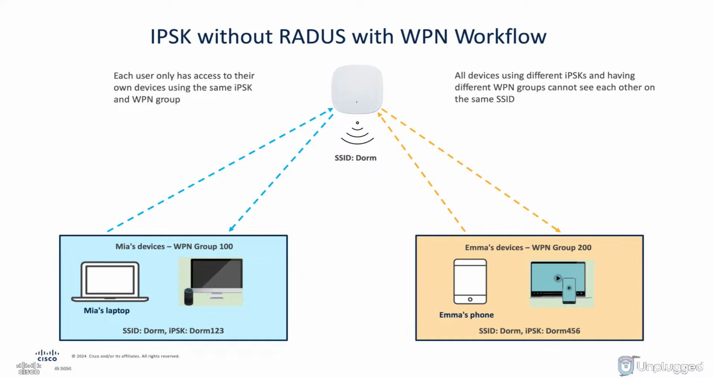By using those unique passwords, that's how we identify and say that these are part of WPN group 200 versus WPN group 100. If Mia's devices, for example, like her laptop, wanted to talk to that Apple TV, she would be able to do that, but she would not be able to talk to Emma's Apple TV or Emma's phone as part of this, even though they're on the same shared network. And that's ultimately the magic that happens to make all this work in the WPN world.